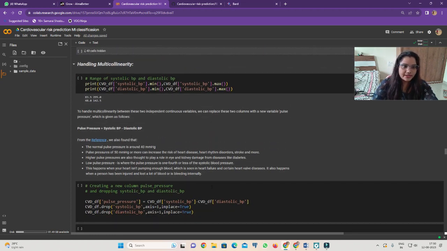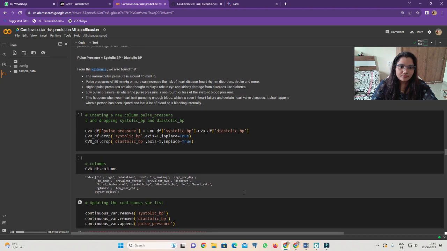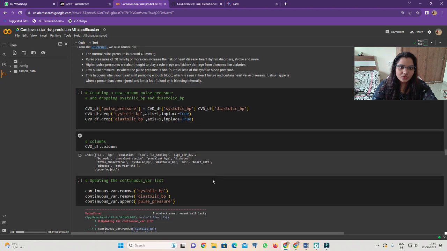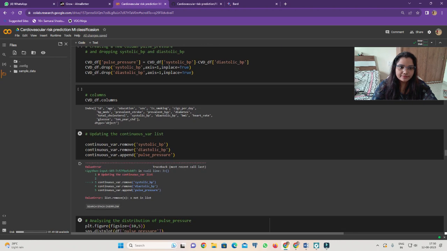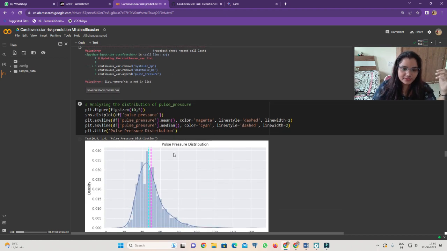Here we are starting multicollinearity. To handle multicollinearity between these two independent continuous variables, we can replace these two columns with a new variable, pulse pressure, which is given as follows. So we are creating a new column for pulse pressure and dropping systolic BP and diastolic BP. Then here we can see the columns. Then updating the continuous columns. It ran when I ran it, but when I ran it again I got an error.